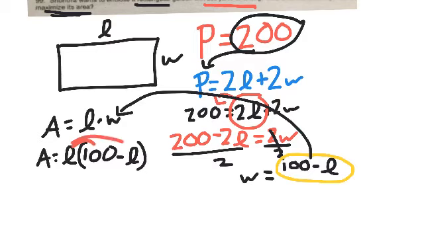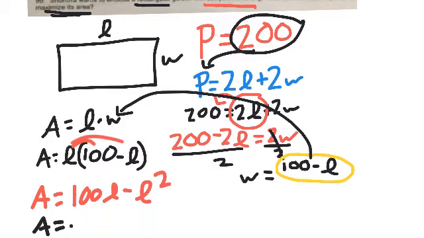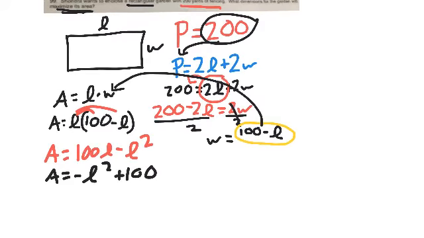Now, I can distribute. That tells me the area is equal to 100L minus L squared, which, if I flip that around, that's going to be a negative L squared plus 100L. So the area of this rectangle is going to change by this formula.